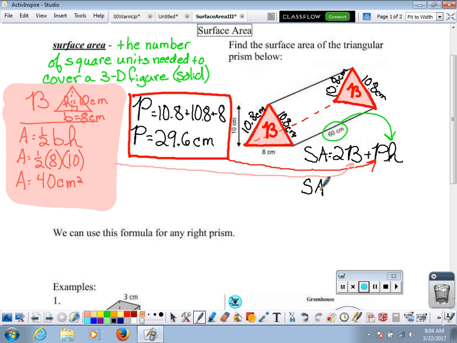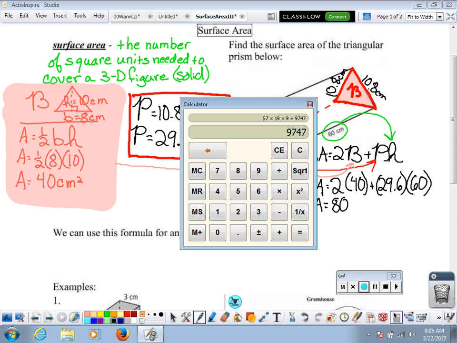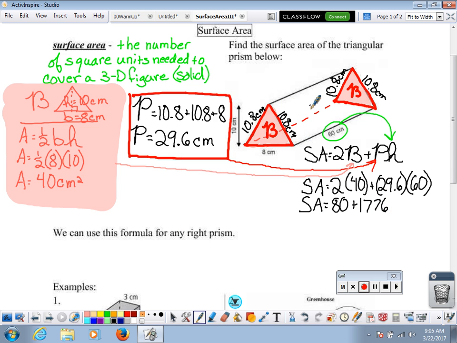And we'll have the surface area is equal to 2 times the area of one of those bases we said is 40 square centimeters, plus the perimeter of one of those bases we said is 29.6 centimeters, times the distance between those triangular bases is 60 centimeters. And we can use a calculator if we need to. 2 times 40 is going to be 80. 29.6 times 60 gives us 1,776. And if we add those together, we get 1,856 square centimeters.